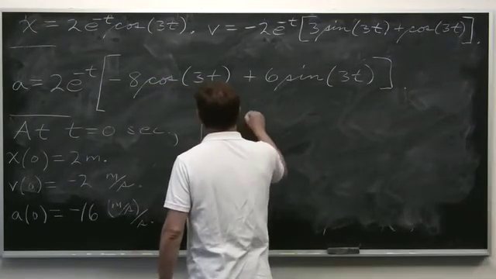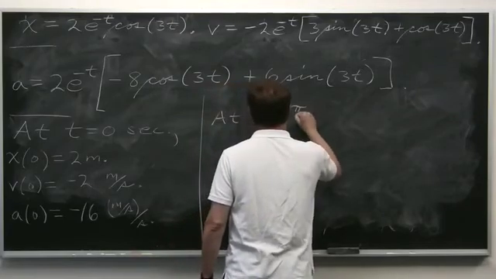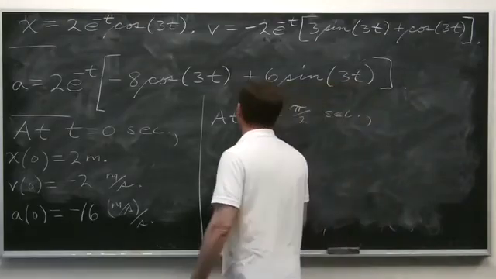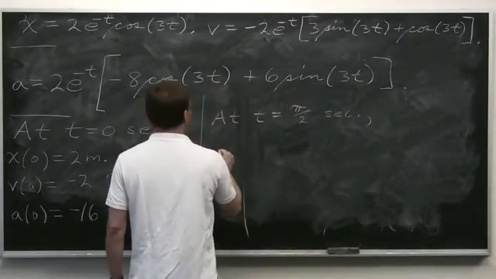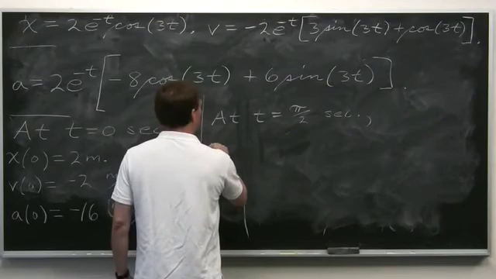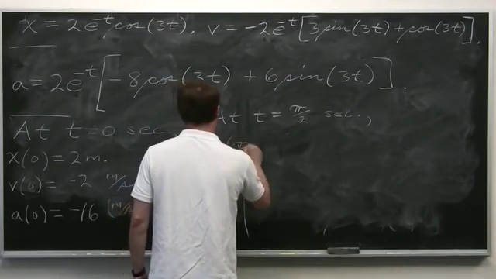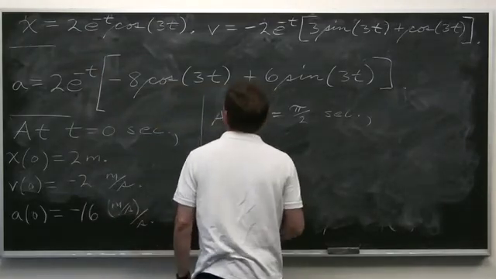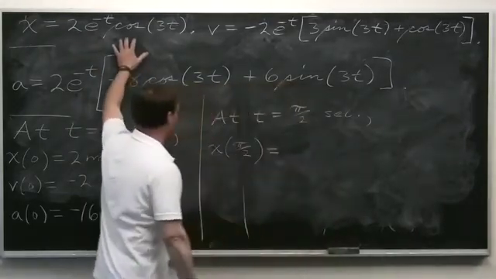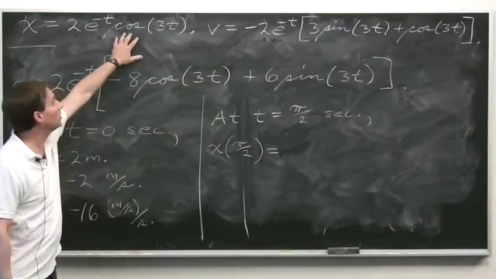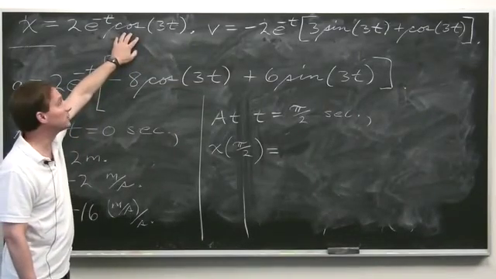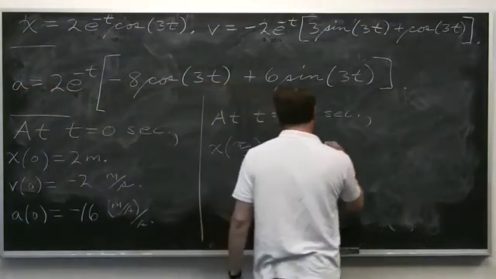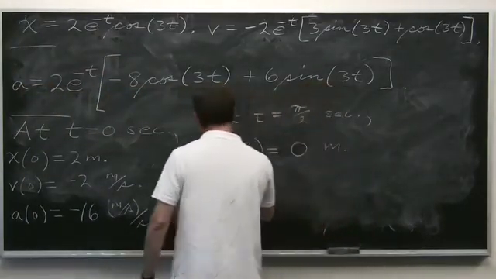What happens at t equals pi over 2 seconds? Well, this is just an exercise in trig functions, but maybe it's a good exercise. You get x at pi over 2. All right, we get 2e to the minus pi over 2 times the cosine of 3 pi over 2. Well, the cosine of 3 pi over 2 is still 0, just like it was before. So x at pi over 2 is 0. So it's back at the equilibrium position.